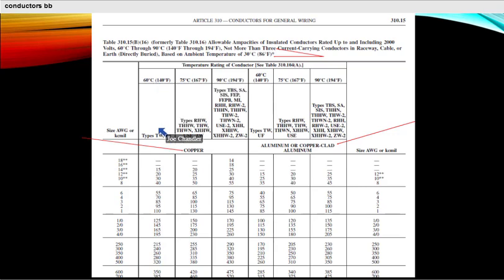The 60 degree C insulation type is a TW or UF. 75 degree C would be a THW, for instance. And a 90 degree C would be a THHN. Same for the aluminum: same insulation types, same temperature ratings. Now over here, we see the wire size. It goes from 18 to 2,000 kcmil. So from size 18 to 4/0, there are many pronunciations of these. I say 1/0, 2/0, 3/0, 4/0. Some people pronounce them differently.